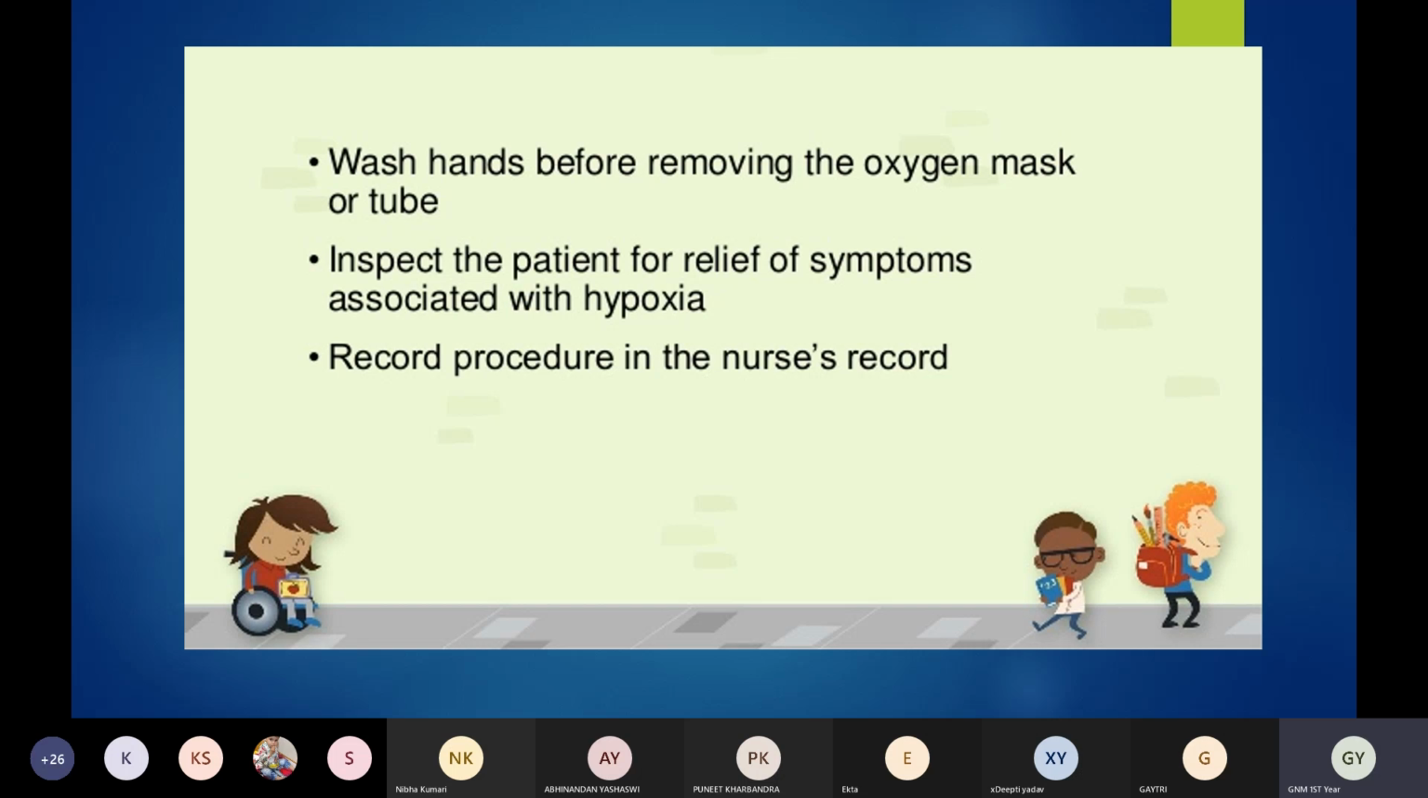Then wash hands before removing the oxygen mask or tube. Okay, so before touching the patient's oxygen mask or any tube, nasal cannula, we should wash hands because our hands are coming in contact with the patient's nose and mouth. So that is why we have to wash our hands.